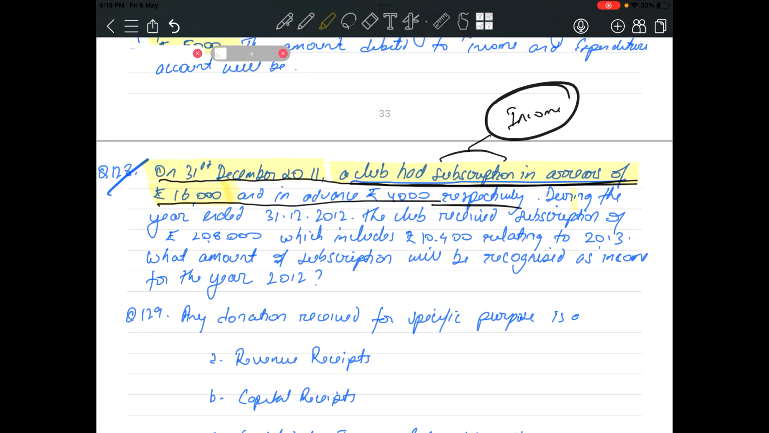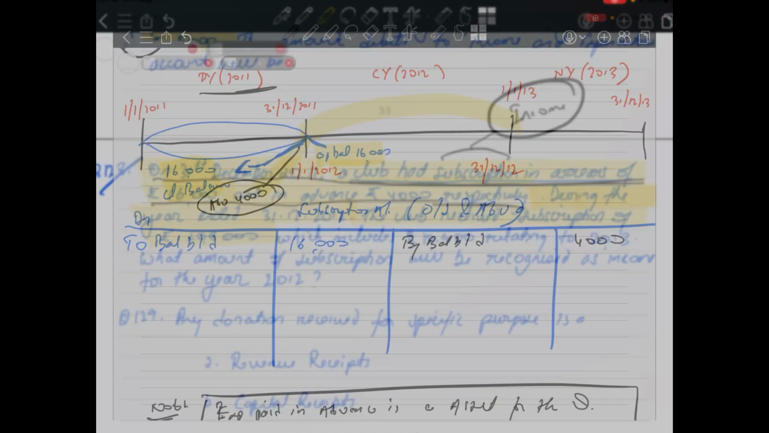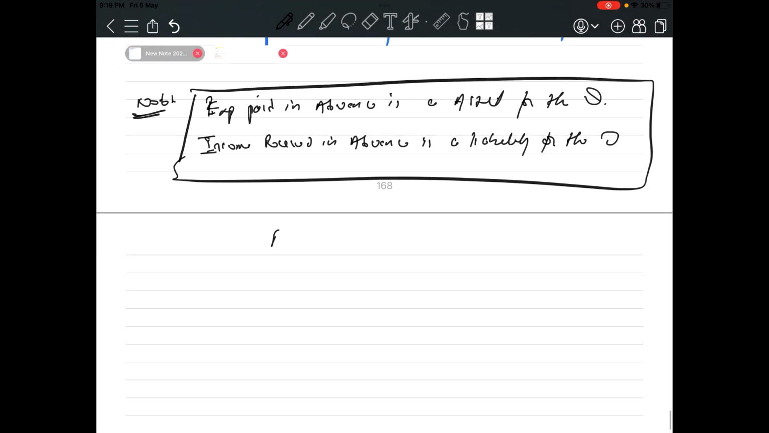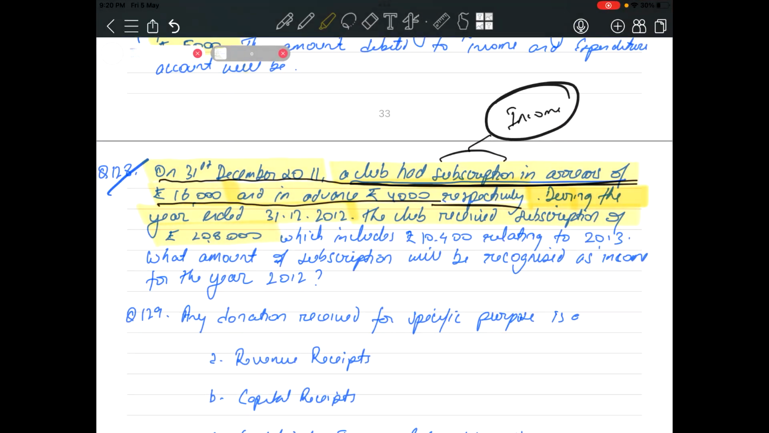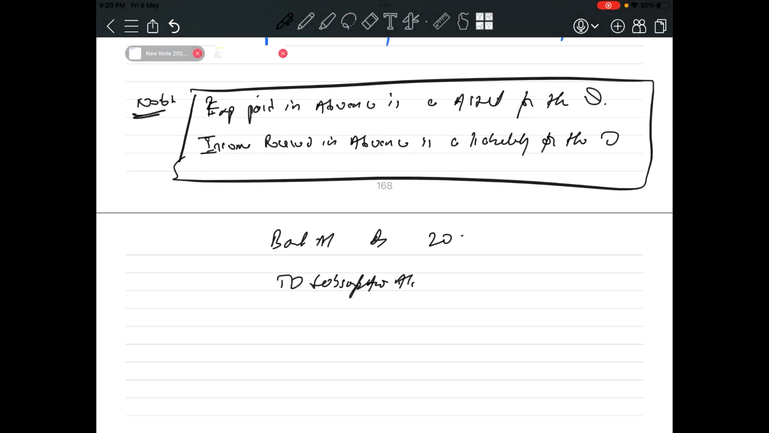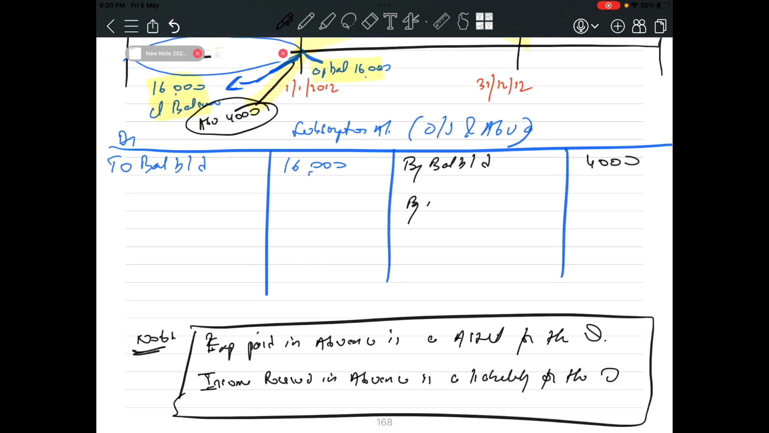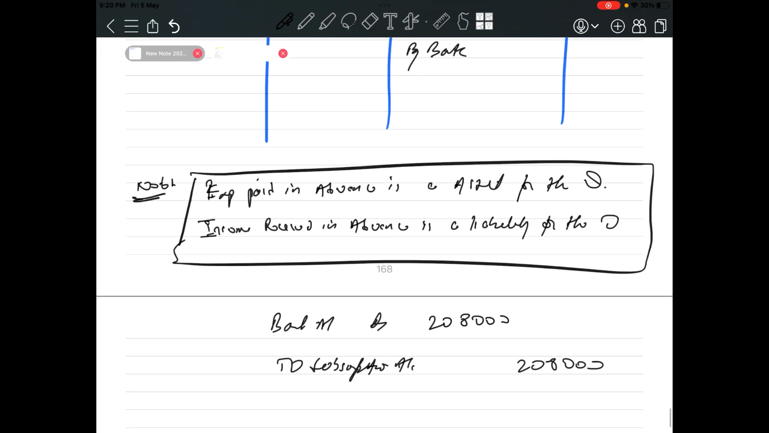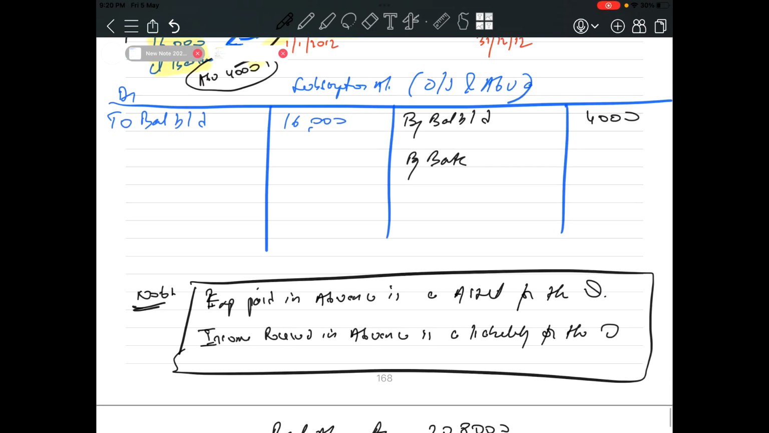Next, during the current year the club received subscription of 2,08,000. So we have received some money. What will be the journal entry? Bank account debit to subscription account. We have received 2,08,000. So where will it go? It will go to the credit side by bank, 2,08,000. Clear? I hope this is simple and easy.